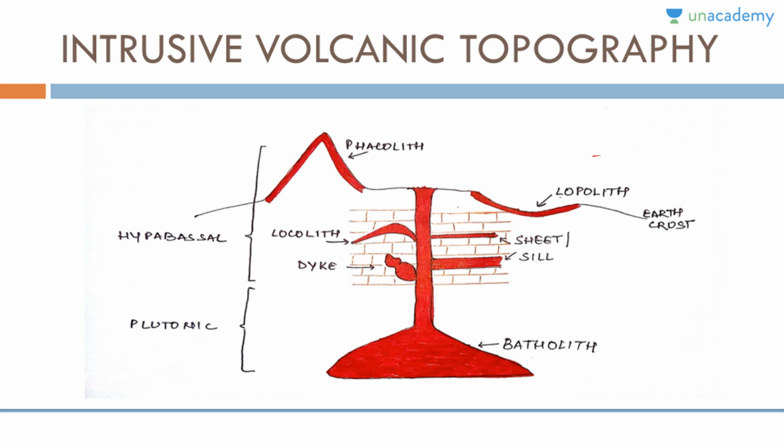A large saucer-shaped intrusion of igneous rocks is known as a lopolith, which is found parallel to depressions or synclines. A batholith is a very large mass of intrusive igneous rock that forms and cools deep inside the Earth's crust. The volcanic topography is again divided into two parts according to the depth. Those which are found just below the Earth's surface are known as hypabyssal, and those which are formed deep beneath the surface of the Earth are called plutonic.